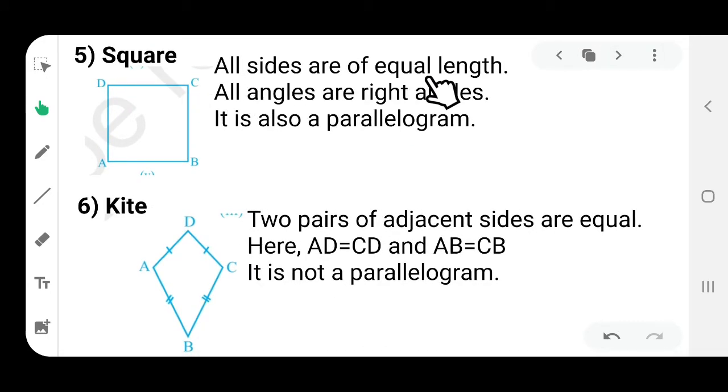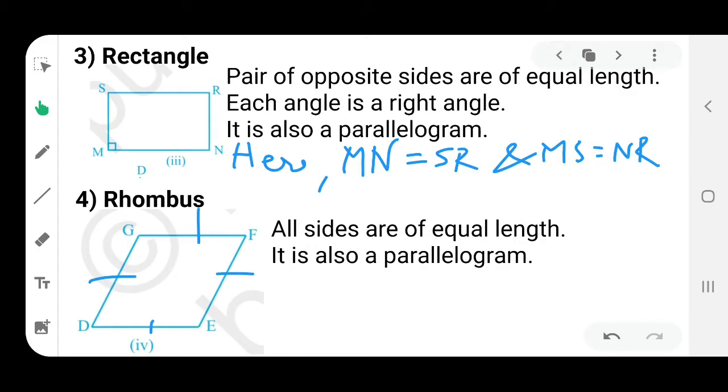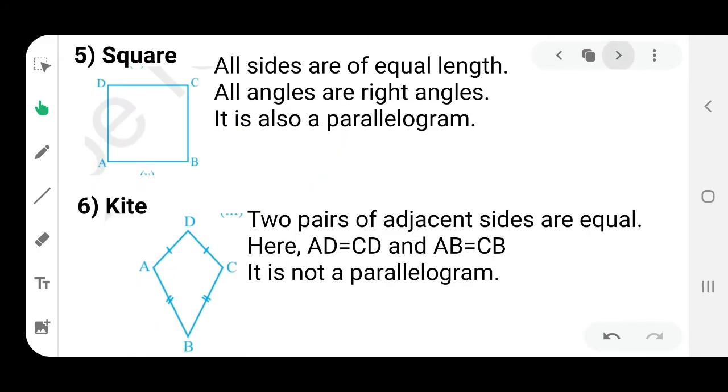Then fifth is square. Square has all sides of equal length. Just like in rhombus, here also the length of all sides will be equal. But here there is a special case that all the angles will be right angles. Angle A, angle B, angle C and angle D. All four angles are right angles. Okay, A, B, C and D. This is the special case, and it is also a parallelogram because opposite sides are parallel to each other, and all the angles are right angles, angle A, angle B, angle C, and angle D, and four sides are equal to each other.